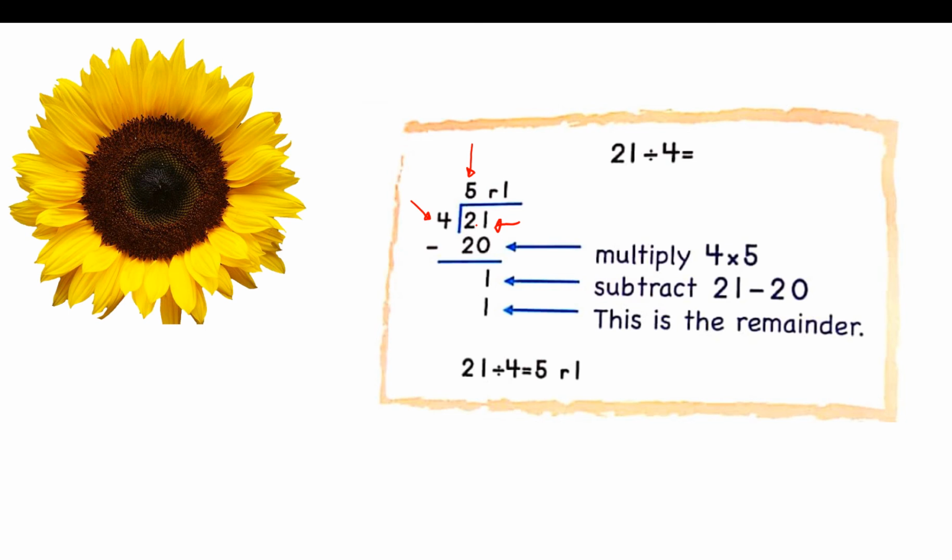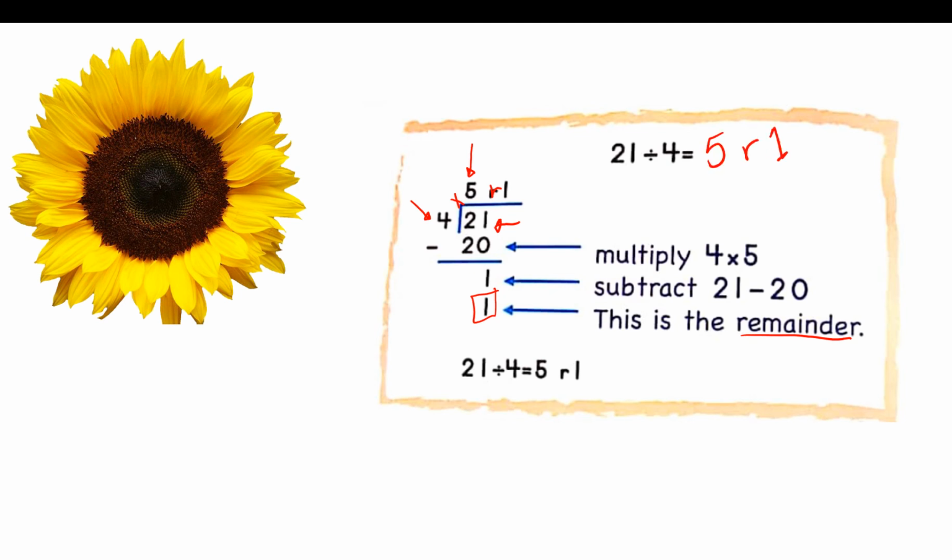You start to divide 21 by 4. I know that 5 times 4 equals 20, so I put 5 here. Now I subtract. 21 minus 20 equals 1. We can't divide 1 by 4 because 1 is less than 4. So we say this number is the remainder. We write here the answer is 5 with a remainder. This is R, remainder 1.